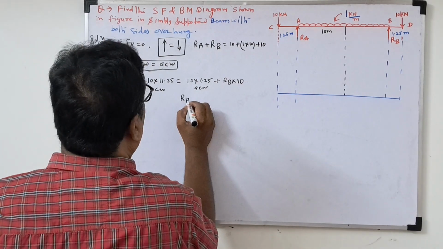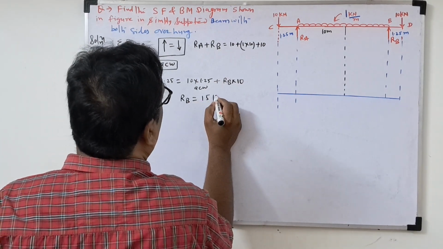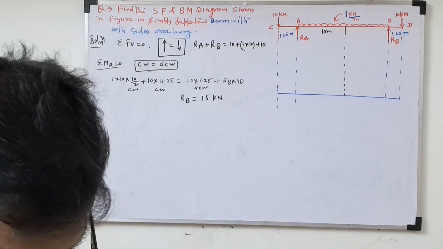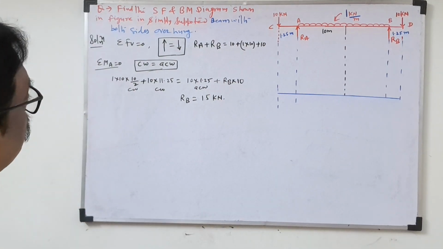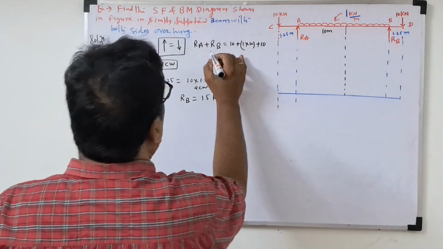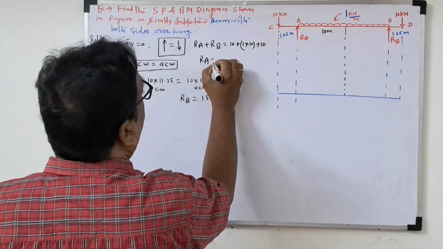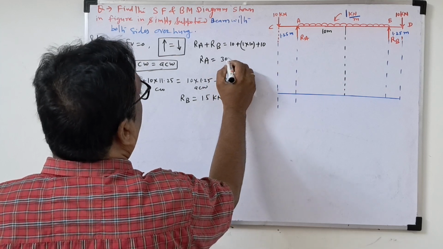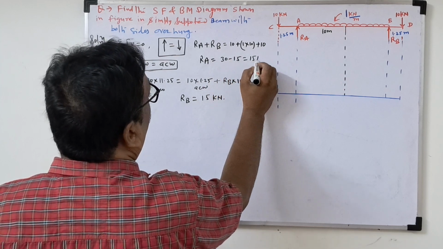If you calculate RB, it will come 15 kilonewton. So RB will come 15 kilonewton. Then how much will RA come? RA is equal to 10 plus 10 plus 10, 30, minus 15, so 15 kilonewton.